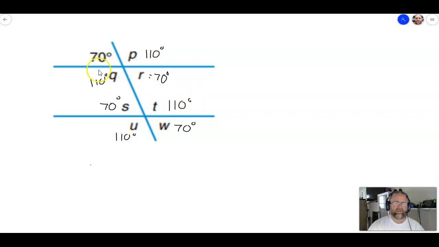So we'll see that we'll have two distinct values here, 70 and 110, which for almost all of these we're going to have two distinct values, except for when the transversal is perpendicular to the parallel lines. Then we'll have all 90-degree angles. All right, let's move on.